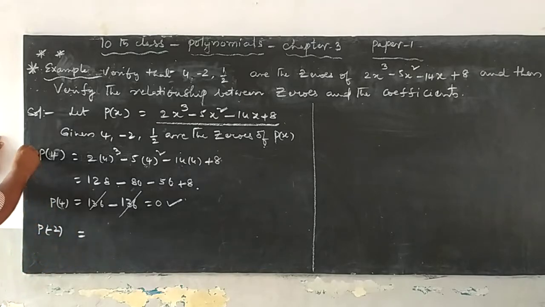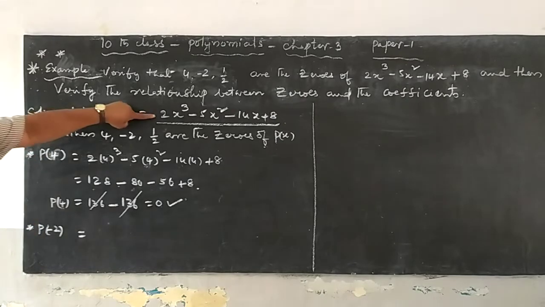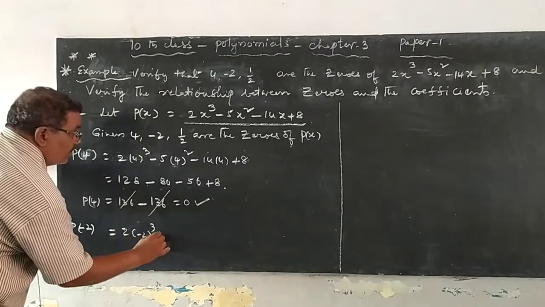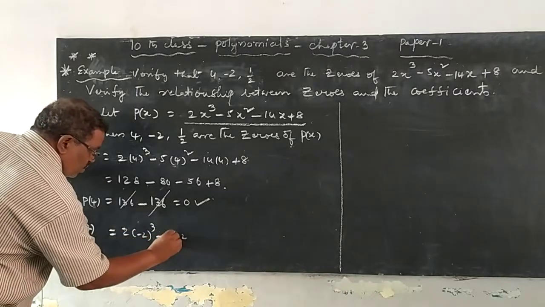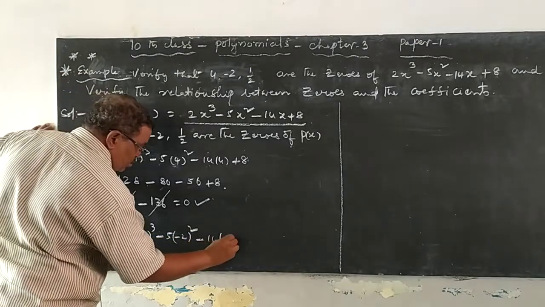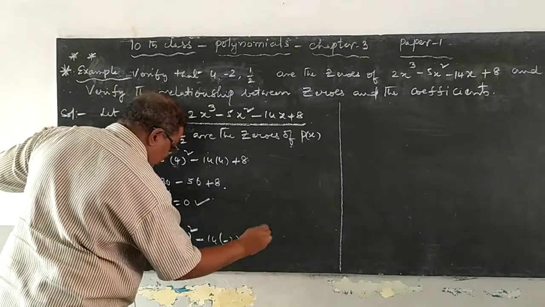First one is completed here. Second one, p of minus 2. Substitute in the given polynomial: 2 into minus 2 whole cube minus 5 into minus 2 whole square minus 14 into minus 2 plus 8.